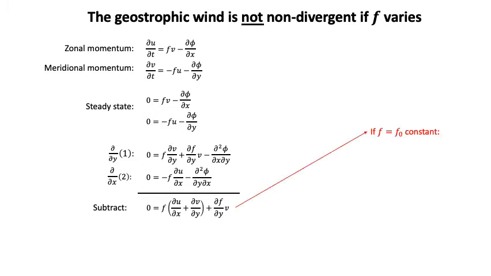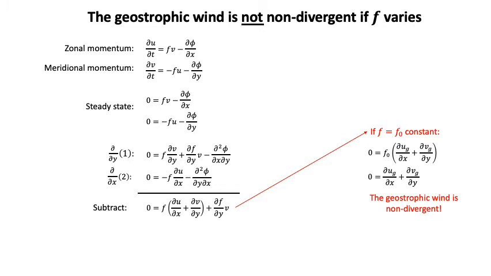So what does this mean? Let's take a step back and ask, what if f was constant? Then f is not varying in the y direction, so you think of it as an f-plane. Then df/dy is 0, and you end up with 0 equals f naught times, now properly our geostrophic wind, dug/dx plus dvg/dy. That means the divergence, what's in the parentheses, of the geostrophic wind is indeed 0. So the geostrophic wind is non-divergent if f is constant. But here we're going to keep f varying, specifically with y, and that's beta. So df/dy is equal to beta.